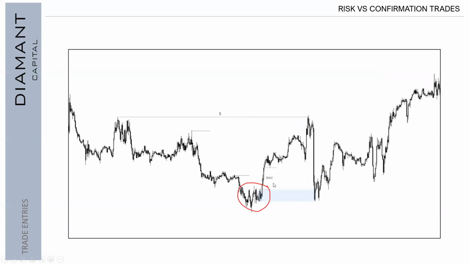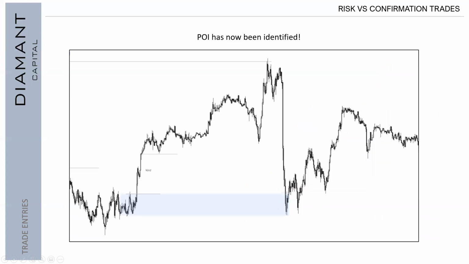Just zooming into it a bit more, this order block right here is our point of interest, the consolidation area. And then, of course, we're going to be zooming down into a 1 minute chart or whatever it is. Now, point of interest has been identified. Liquidity at the top, a massive liquidity void. That's what we're going to be aiming for as well.